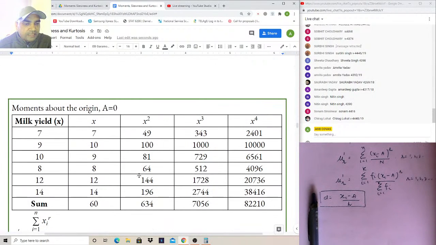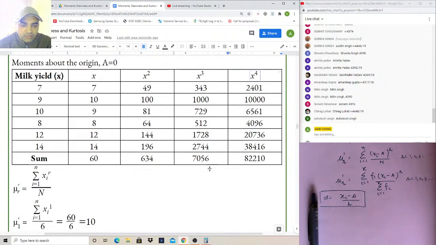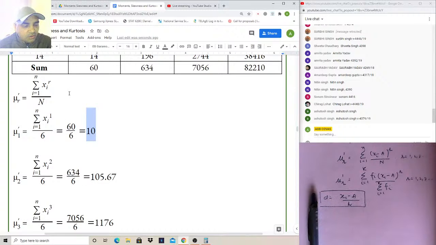Basically, if we take the moments about the origin, that is 0, then nothing will be subtracted: the x values are 7, 9 and so on. If we sum them, it comes out to be 60. This is the second moment, x square, the third moment, x power 3, and the fourth moment, x power 4. You will get these values, and accordingly, when you divide, you will get the moments about the origin. These will be different from what you got about an arbitrary point.